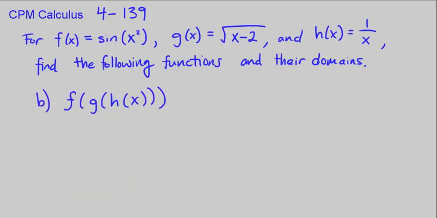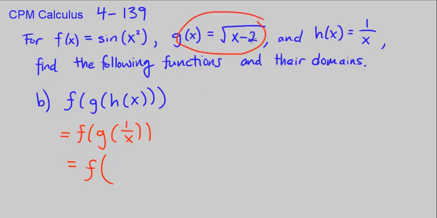Let's go on to part B. In part B, we have two compositions happening. So let's find the function. This is just going to equal f of g of h of x, where h of x is 1 over x. I'm plugging in the whole function, so that's what we do first. Next, we plug this in as the input to our function g. g of x is the square root of x minus 2, so everywhere we see the x, we replace it with 1 over x. That is the first step.